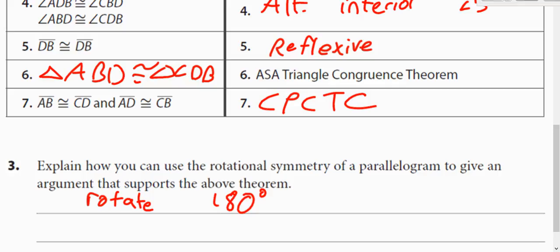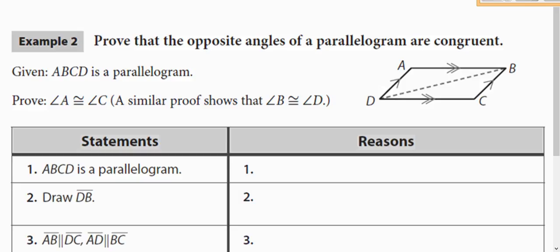It's a good little visual. So we'll look at another proof. This time we're going to prove that angle A is congruent to angle C. Those are the opposite angles that we were talking about. Opposite angles of a parallelogram are congruent. So angle A is congruent to angle C. That's what we're trying to prove.